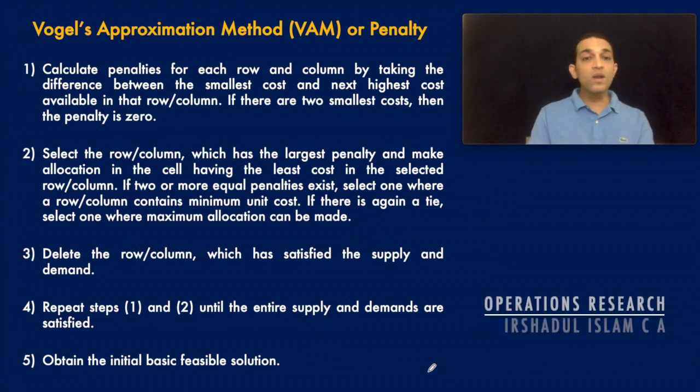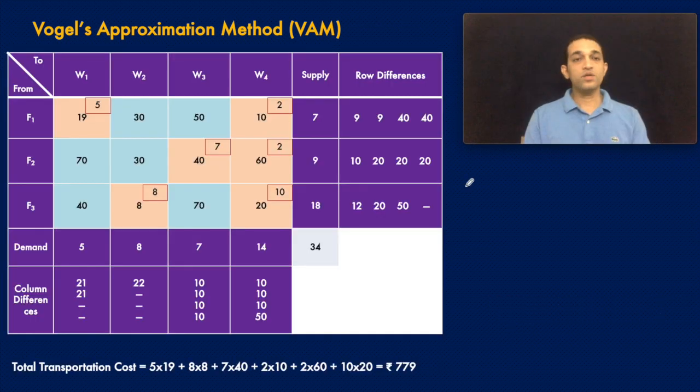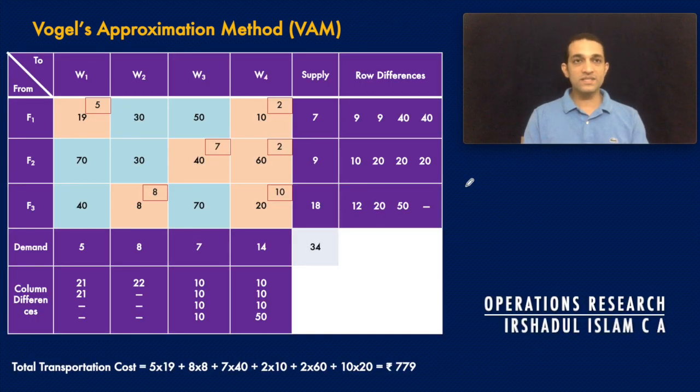If two or more equal penalties exist, select the one where a row or column contains the minimum unit cost. If there is again a tie, then select the one where the maximum allocation can be made. Delete the row or column which has satisfied the supply and demand. Repeat the steps again and again until the entire supply and demands are satisfied. Obtain the initial basic feasible solution. In order to understand the algorithm of Vogel's approximation method, we will take the following example. We are using the same question here also.